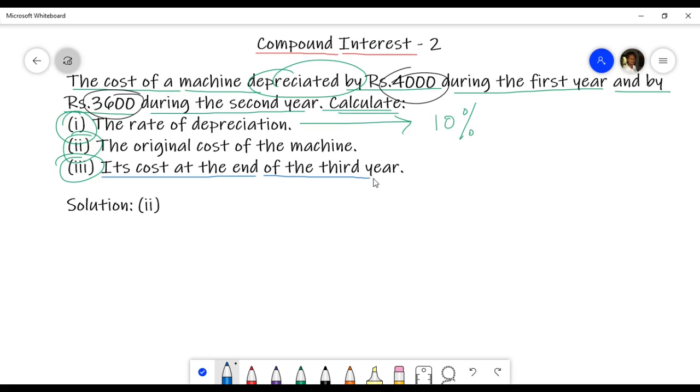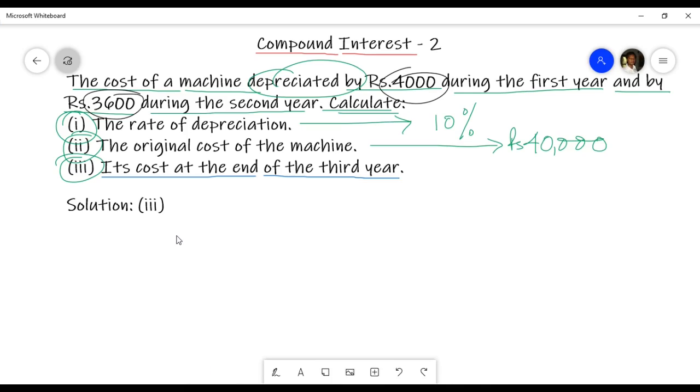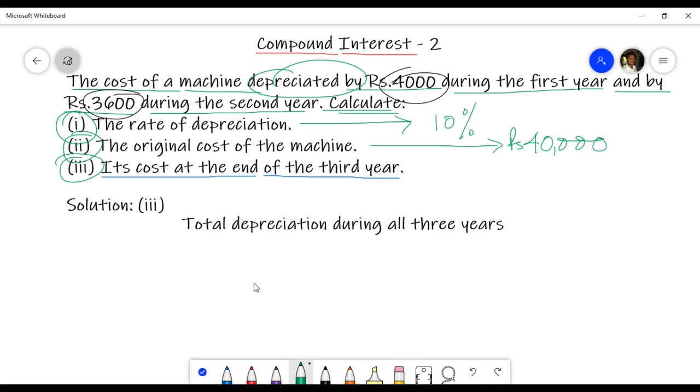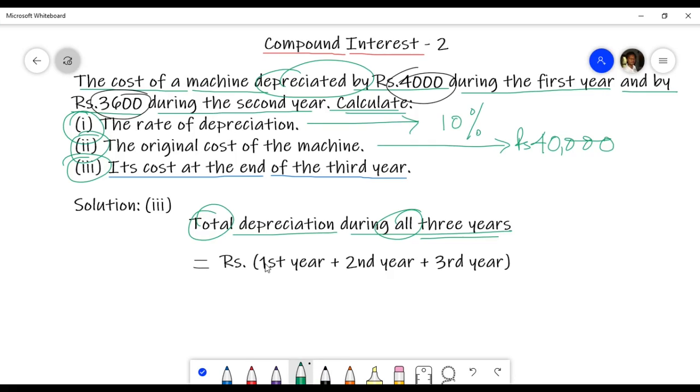Now we will see the third question. We have to find its cost at the end of third year. Let me just write for you the answer that we have found, the original cost of the machine, that is rupees 40,000. To do this, we have to total the depreciation during all 3 years. We'll have to add the depreciation for all 3 years.